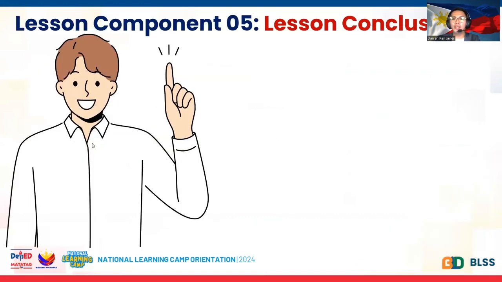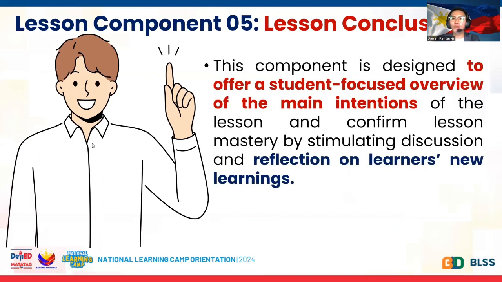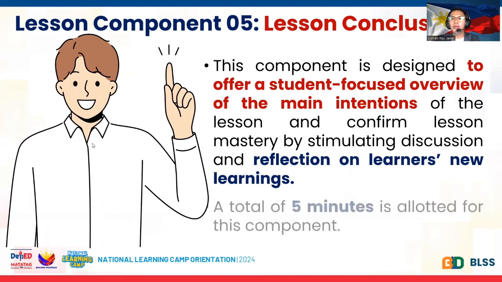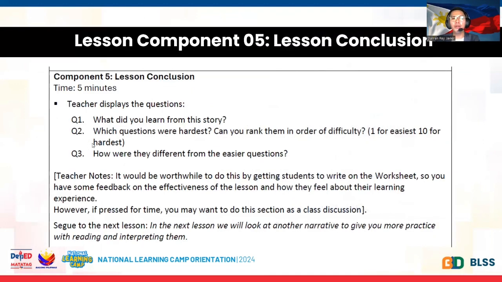And then for the last component, which is lesson conclusion, this component is designed to offer a student-focused overview of the main intentions of the lesson and confirm lesson mastery by stimulating discussion and reflection on learners' new learnings. And a total of 5 minutes is allotted in this component. So here is a sample lesson plan for lesson conclusion. In the lesson conclusion, there are questions to be answered by the learners. So there are 3 questions. However, the teacher has the flexibility again to change how he or she will present the lesson conclusion. It may not be in a form of questions, and that depends on how the teacher will use his or her pedagogical or any pedagogical approach under lesson conclusion.